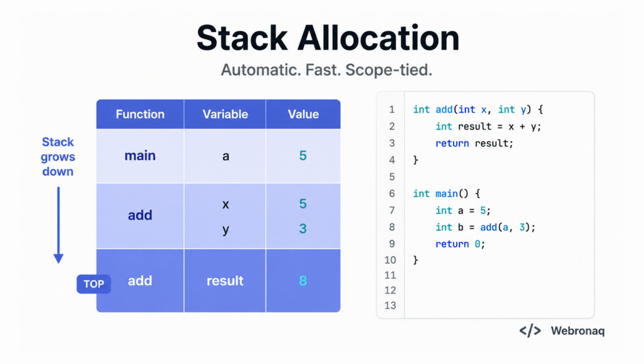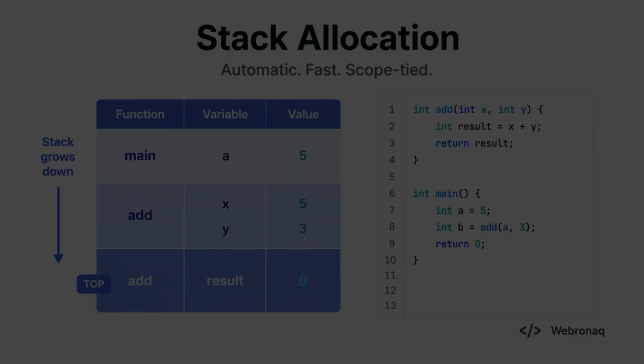The trade-off is size. The stack is small, typically around 1 to 8 megabytes depending on the system, and every variable must have a size known at compile time. Lifetime is also tied to scope. When a function returns, its memory is gone. Next, we will see what happens when automatic lifetime is not enough.